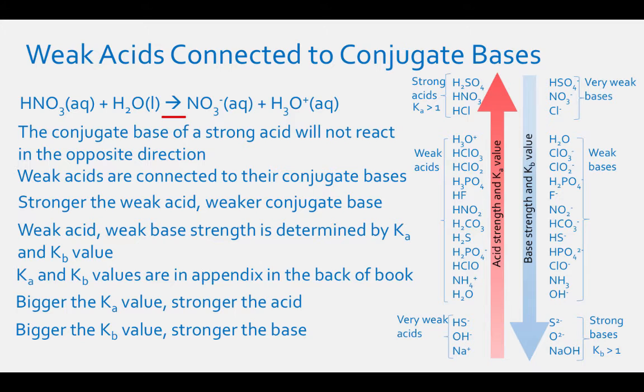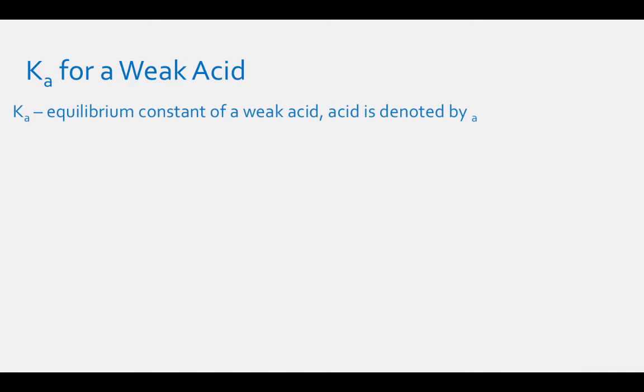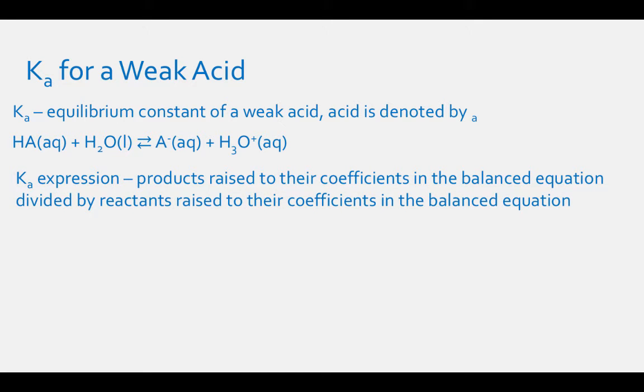A Ka is just the equilibrium constant of a weak acid solution. We denote the acid with the subscripted A. For example, if we have a generic weak acid, HA, it will react with water according to this equation. HA aqueous plus H2O liquid in equilibrium with A negative aqueous plus H3O plus aqueous. The Ka expression for this reaction is the products raised to their coefficients in the balanced equation divided by the reactants raised to their coefficients in the balanced equation.